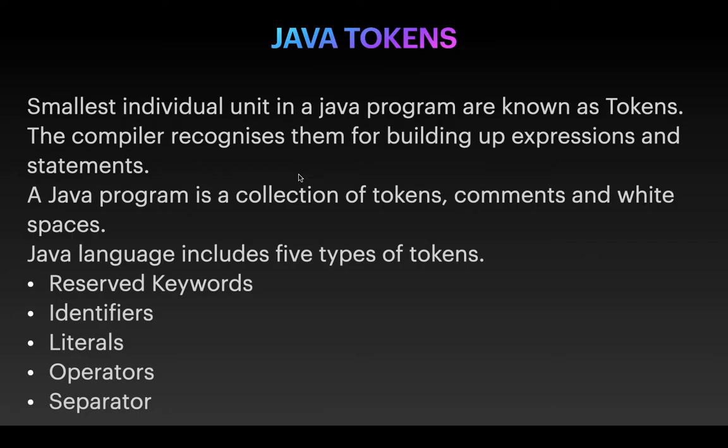All right, so these are the building blocks of a Java program. A Java program has a collection of tokens as well as comments and white spaces. So our program is made up of all the different types of tokens, comments and white spaces. Now, the Java language includes basically five types of tokens, and these are reserved keywords, identifiers, literals, operators, and separators. All right, so we will discuss each one of them one by one.